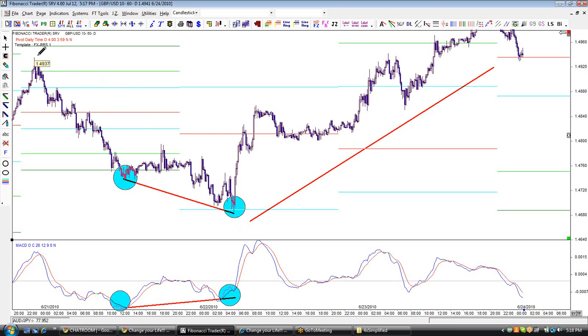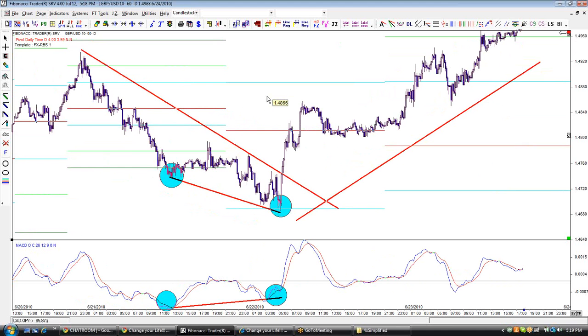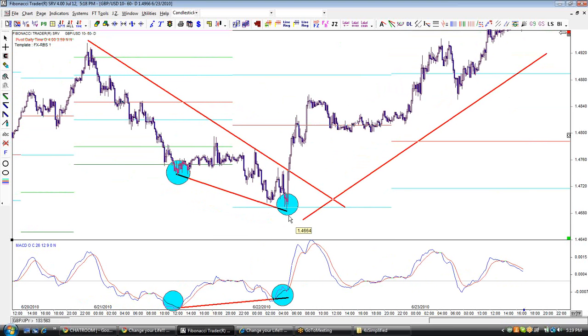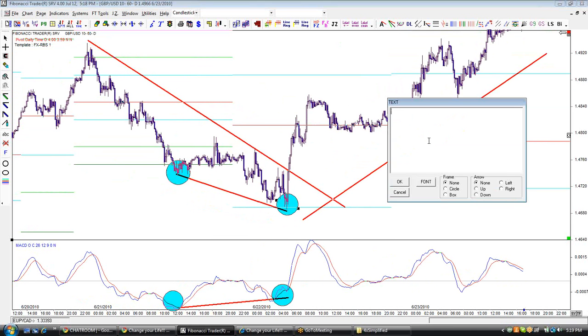Now we've been in a downtrend. Here we see MACD divergence. Price is making a lower low. MACD is making a higher low. And the trend is reversing. Now, of course, a lot of you guys will ask, how do we use this?